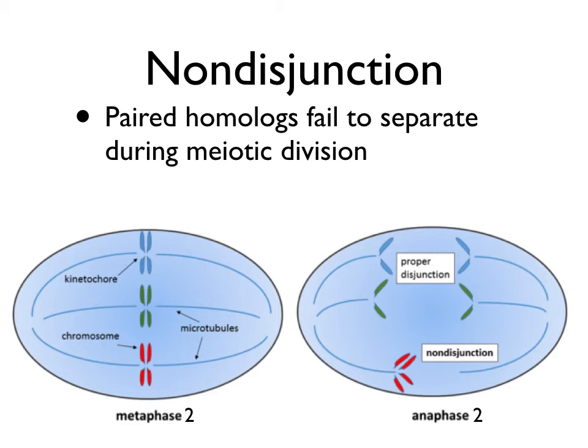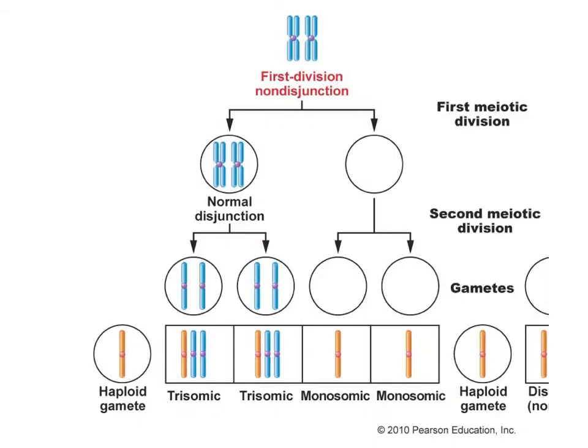Now, non-disjunction doesn't necessarily have to happen in meiosis 2. Okay? You can have non-disjunction in either the first division, so meiosis 1, or in the second division in meiosis 2. So let's look here at what happens. We're starting with, at the top, 2 homologous copies that have been replicated of the same chromosome. Okay? And after the first meiotic division, if instead of one of those going to the right and one going to the left, they both go to the left, we've got a problem.